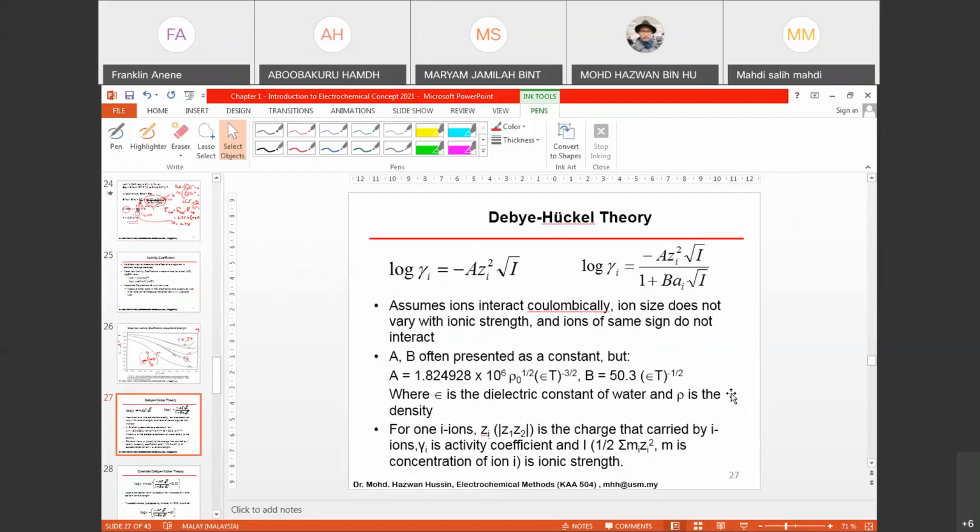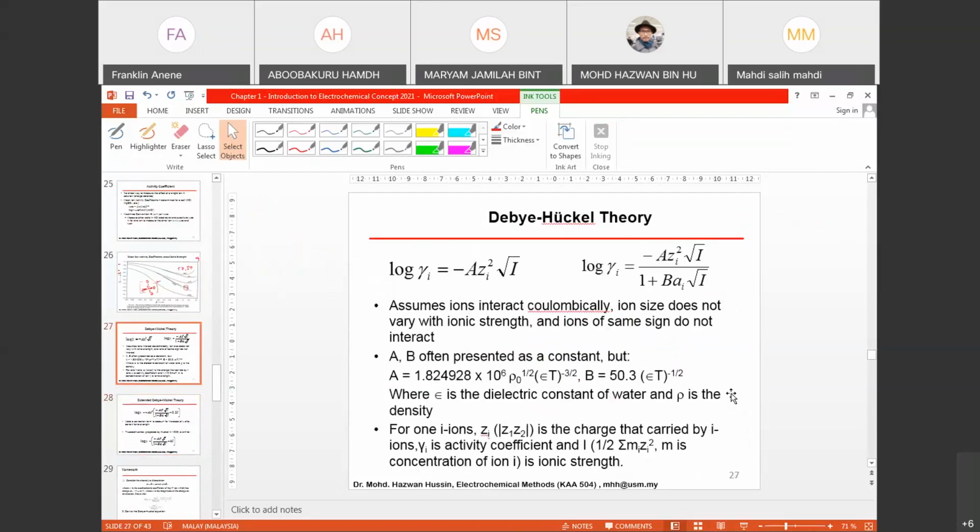Right. So when we also talk about ionic strength and activity coefficient, sorry, I'm trying to connect my Bluetooth. Is it disturbing? I hear a voice. Franklin, can you mute your mic? Very sorry, I hear your voice. You're talking to your friend maybe. Okay.